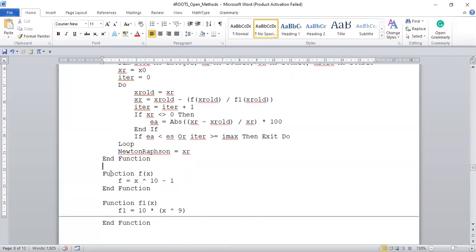So this is the function, and this is the first derivative. You have to calculate the first derivative yourself and express it as a function. So this is the function at the previous value of the root, and this is the first derivative. So let me go back to Visual Basic, so that we're going to try it out.